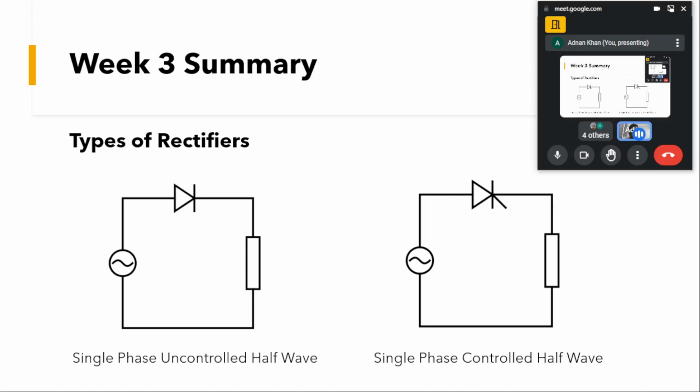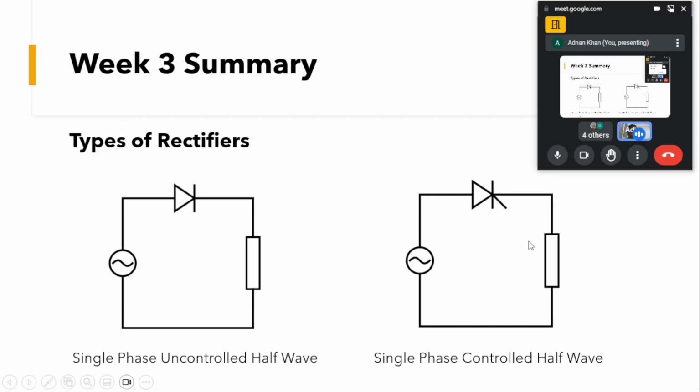So at the output we'll be getting only a positive half, and when the negative half comes, that diode will get reverse biased and become open, and we'll have zero voltage at the output. That's why it is a half wave rectifier.